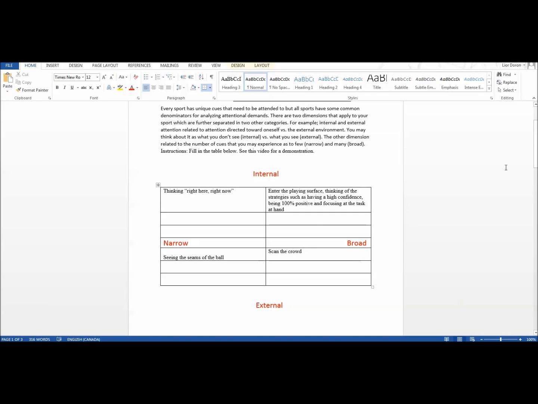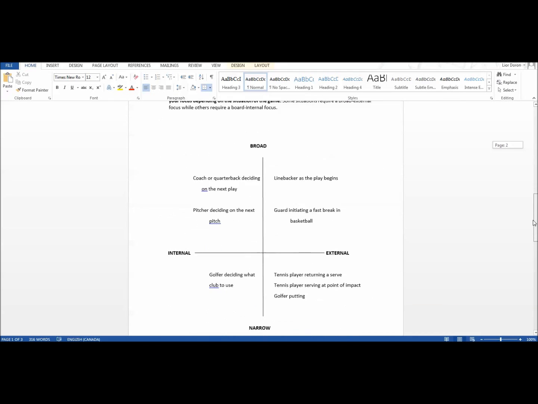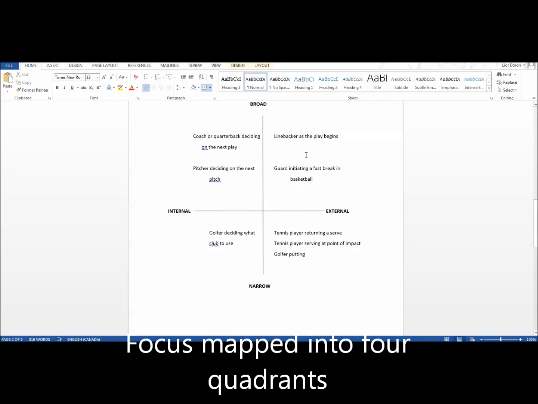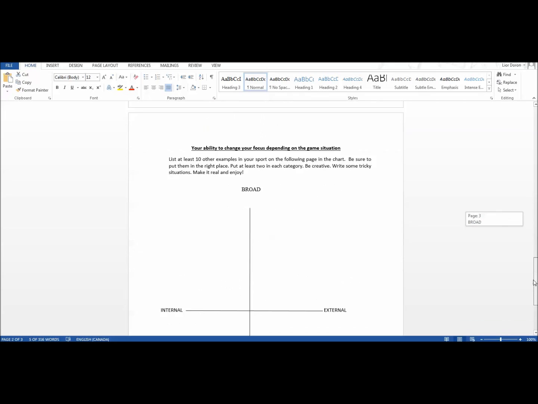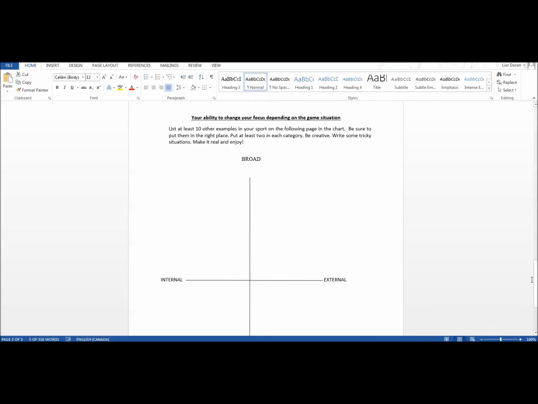Another way you can see all this is by dividing this into what's called quadrants. And another example could be, let's say you're the linebacker, and as the play begins, you're having an external broad focus. You're scanning the other players and seeing how they're lining up. Finally, this exercise ends in your ability to write down 10 other situational factors and asks you to organize them.